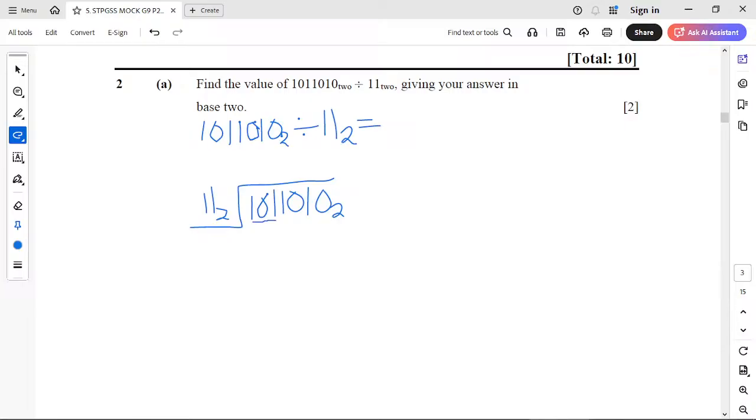So we try 1 1 into this, it will give us 1. When we multiply 1 times 1 1 it will give us 1 1. Then we subtract: 1 minus 1 will give us 0. 0 minus 1, it can't, so we borrow 1 from this 1 here, and we remain with the 0.